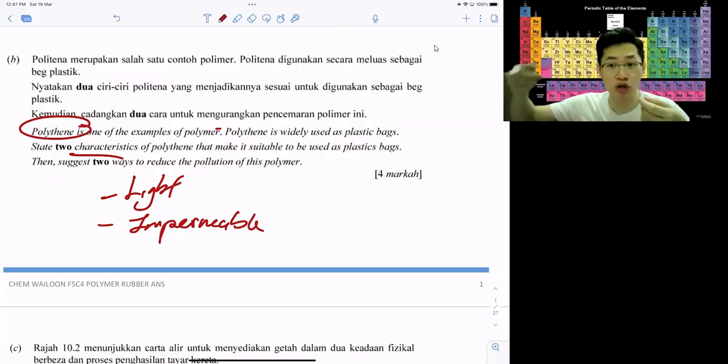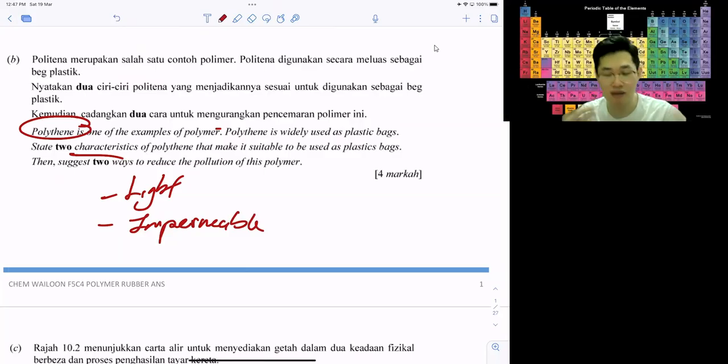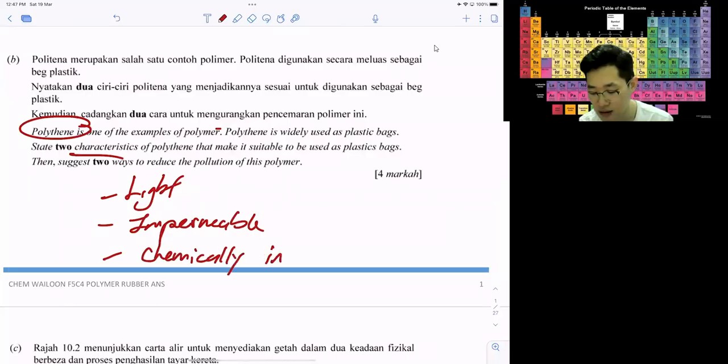For a plastic bag, you want to put your soup when you take away, so impermeable, and then chemically inert. All this you can write. Okay, and then these questions want you to give two ways to reduce pollution. So how to reduce pollution caused by plastic?